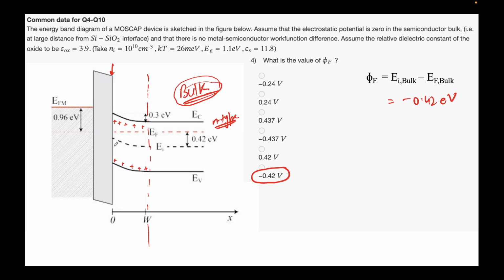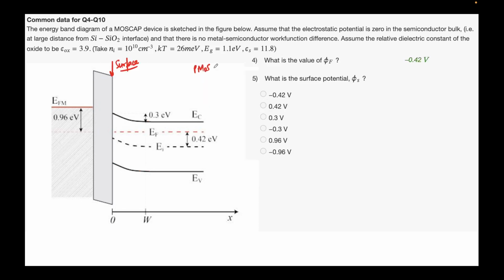So let's proceed further now. Now you obtain phi f as minus 0.42. Now it asks what is the surface potential, phi s. By surface we mean here. Please note this is what we are referring to as the surface. And please note it's a p MOSCAP because the substrate is n-type. So what is the surface potential phi s? We have an expression for phi s: Ei bulk minus Ei at the surface.